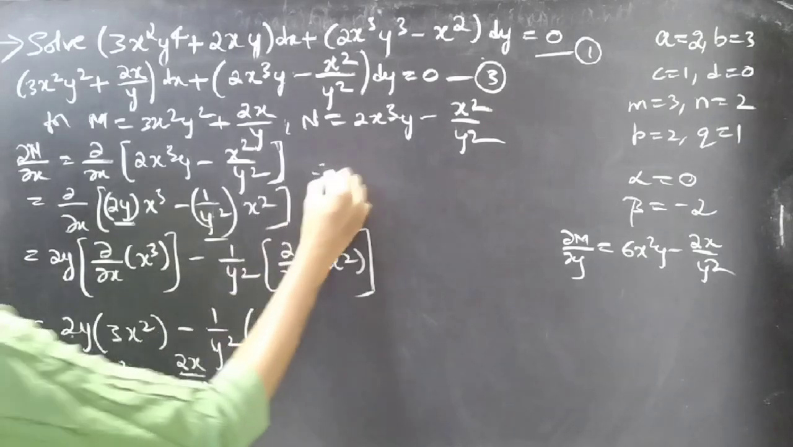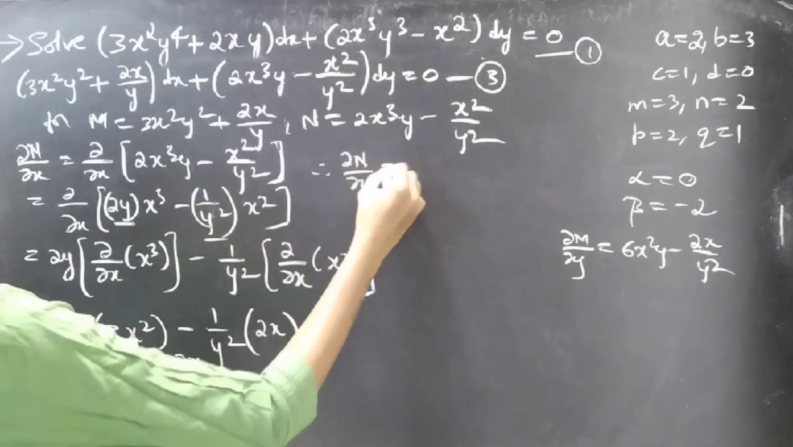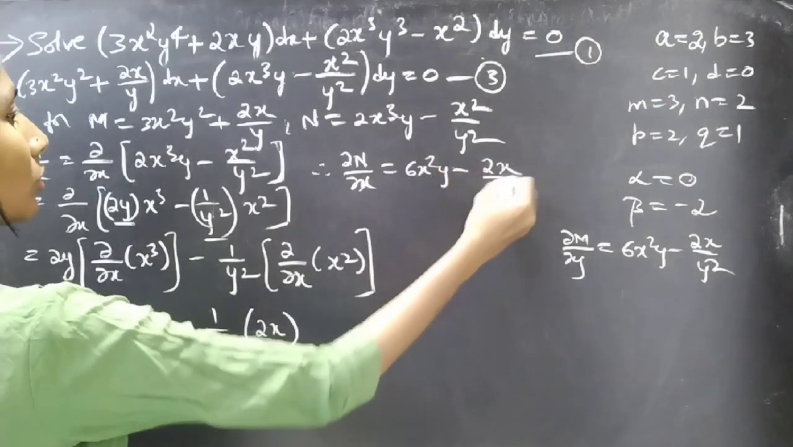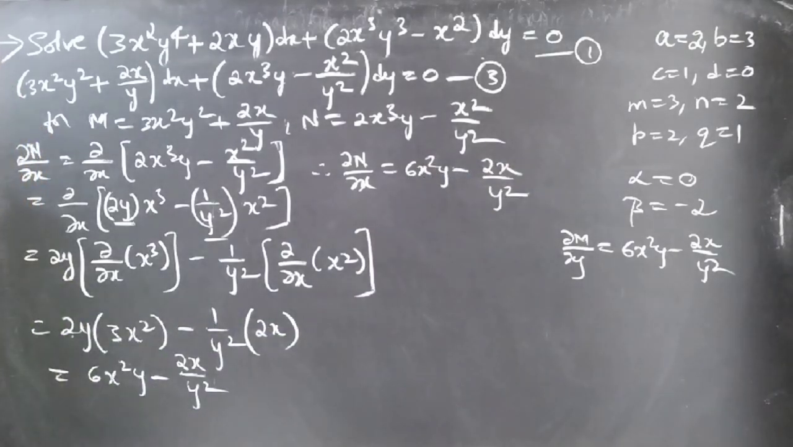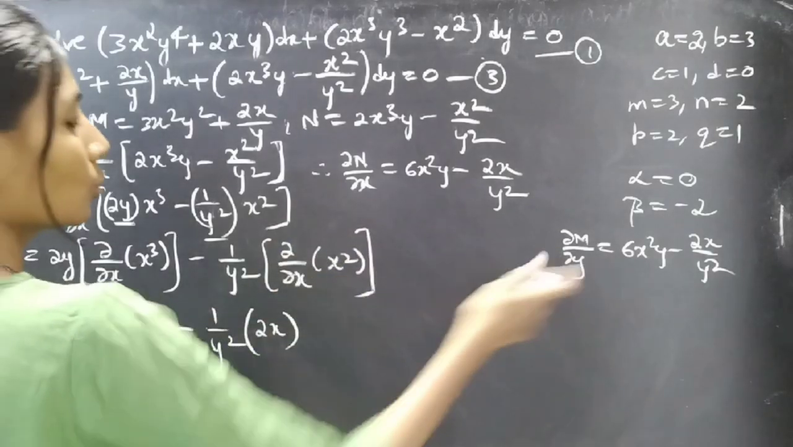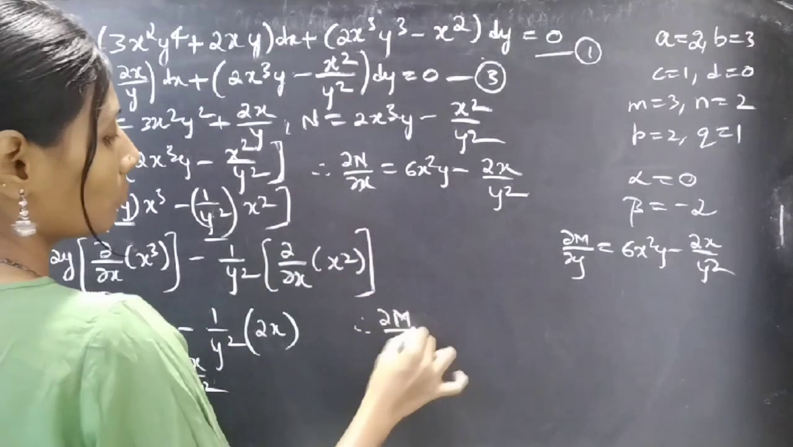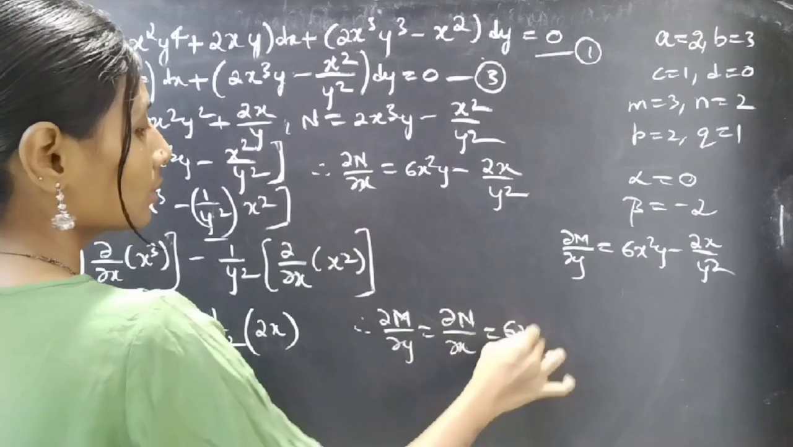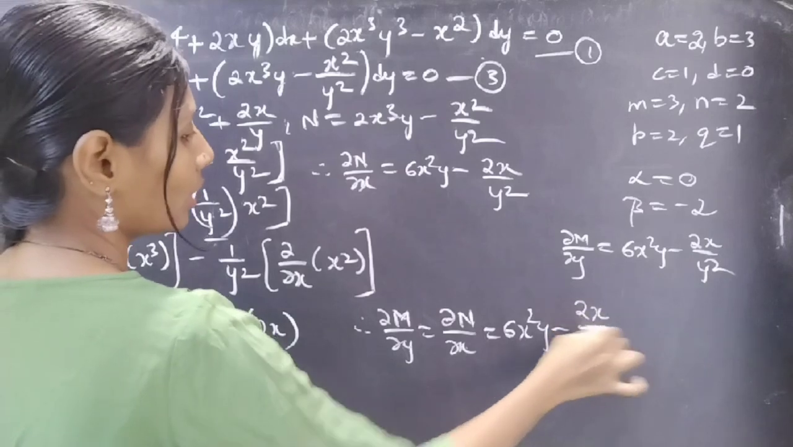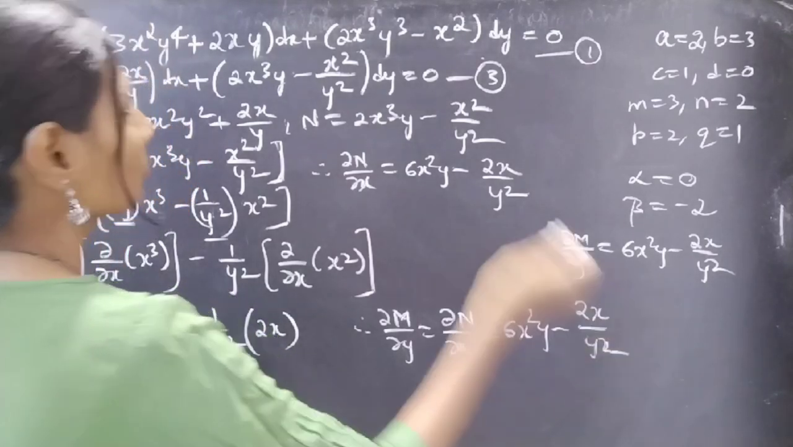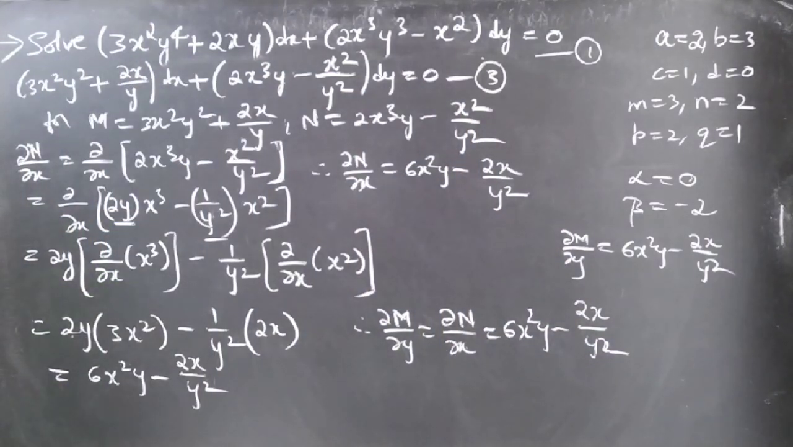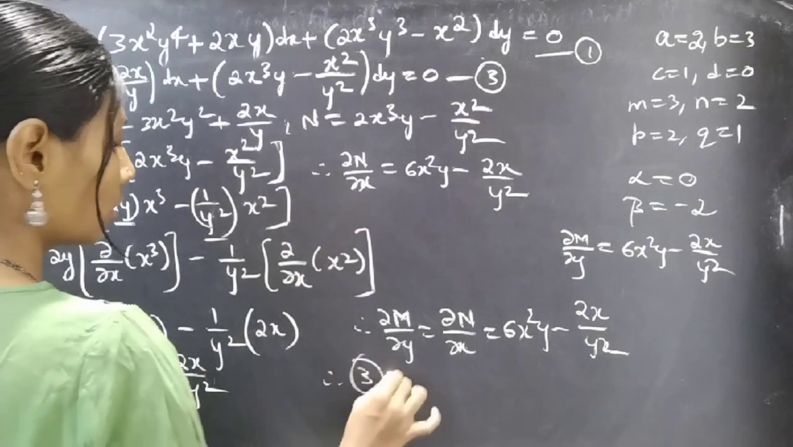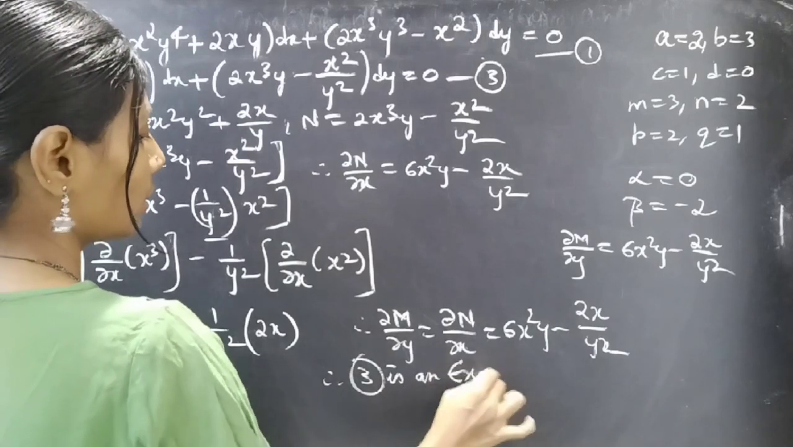Therefore, the partial derivative of N with respect to x is 6x²y minus 2x/y². Now by observing these two, we can say that the partial derivative of M with respect to y equals the partial derivative of N with respect to x, equal to 6x²y minus 2x/y², which shows that equation 3 is an exact equation. Therefore equation 3 is an exact equation.